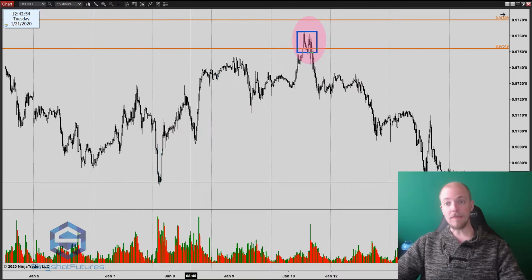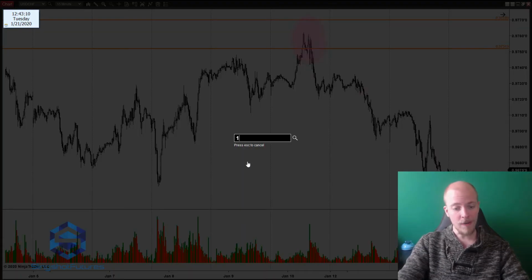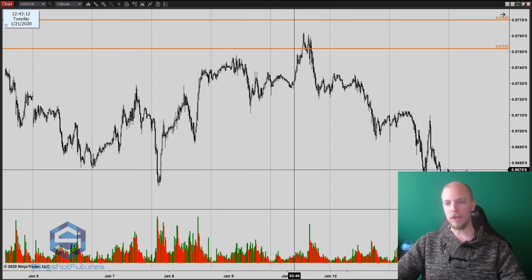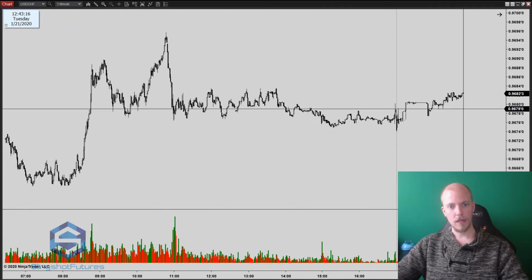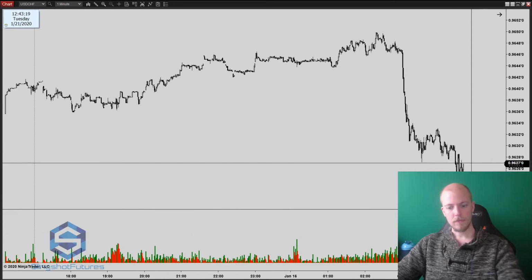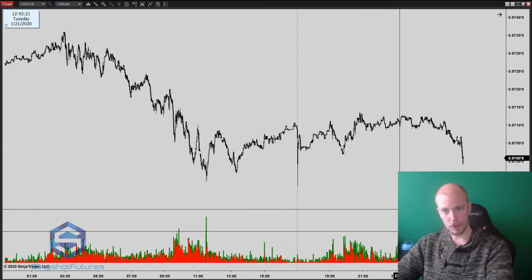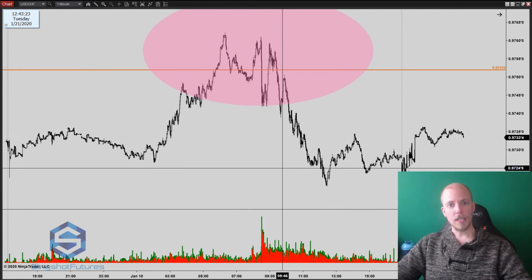Well, that's where we zoom in even closer to something like maybe even a 1-minute chart, and really zoom out and look for a market structural area of interest. Let's go back a little bit here. Zoom out real far. There we go. So what are we looking for?